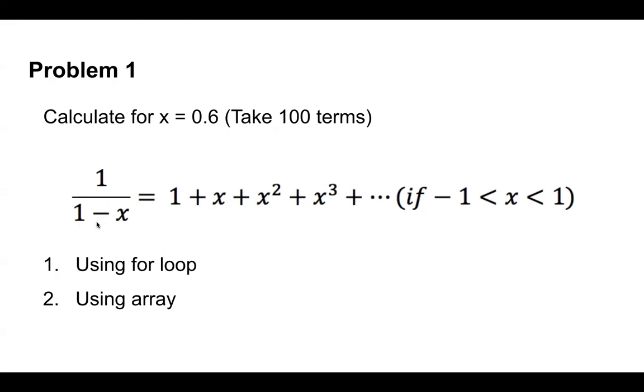So the true value is 1 divided by 1 minus x, right? x is equal to 0.6. So this expression gives you the true value. And this is the approximation. Okay, so this is what you have to code in the loop or using an array. This side of the equation, you have to code it. This part will give you the true value, 1 divided by 1 minus x.